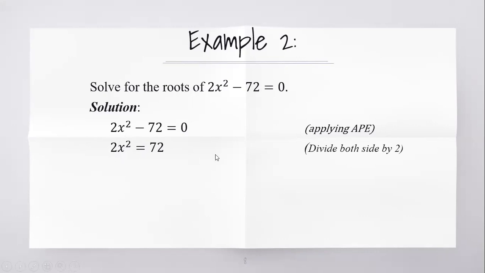So paano siya tanggalin dyan? So by dividing both sides by 2. So divide natin both sides by 2. So ang sagot natin dyan is x squared is equal to 36. Next, square root both sides. Ni-square root ko na agad.